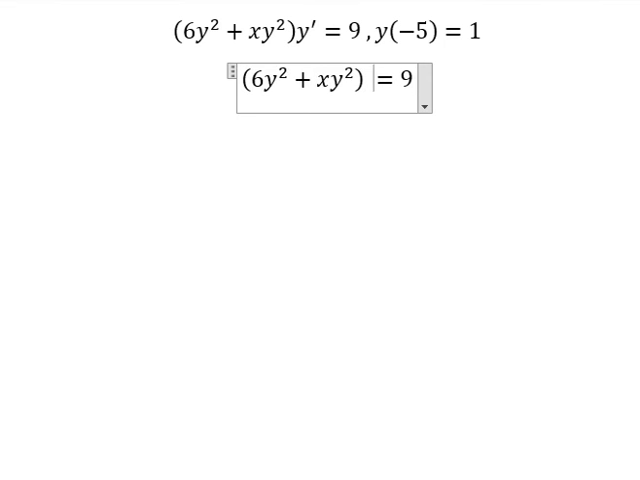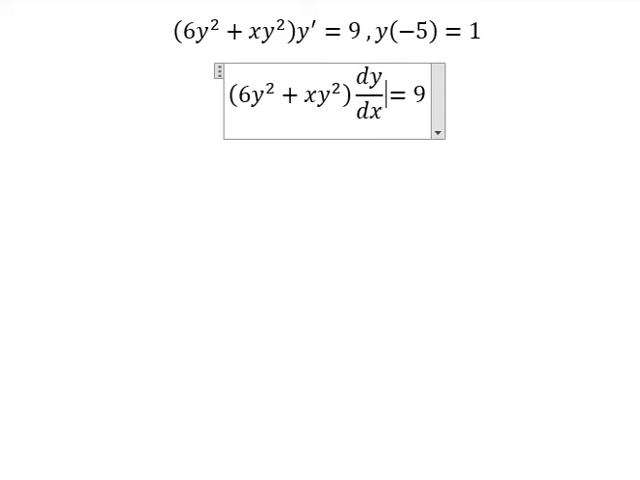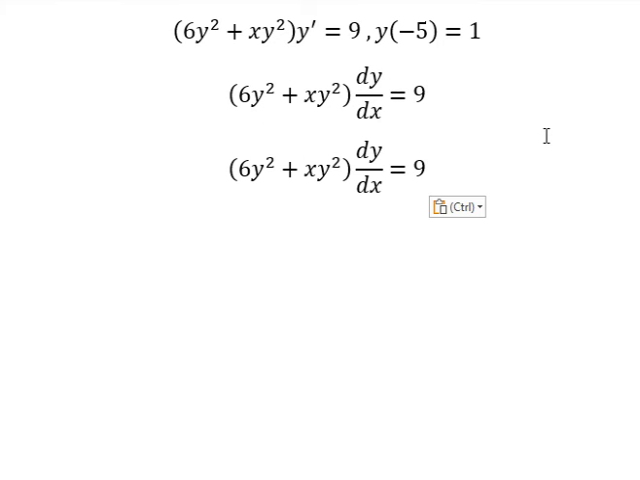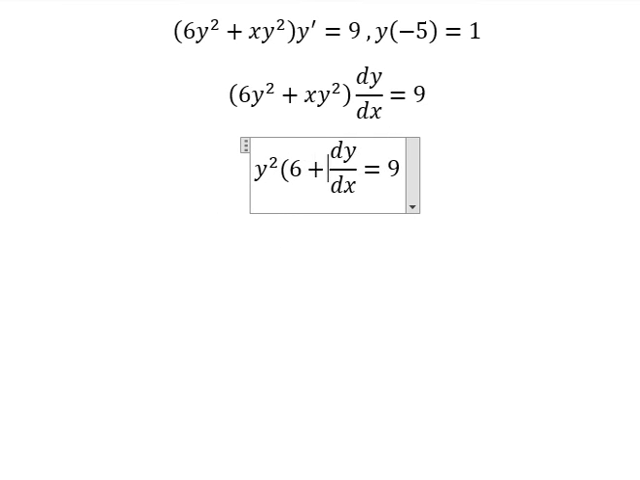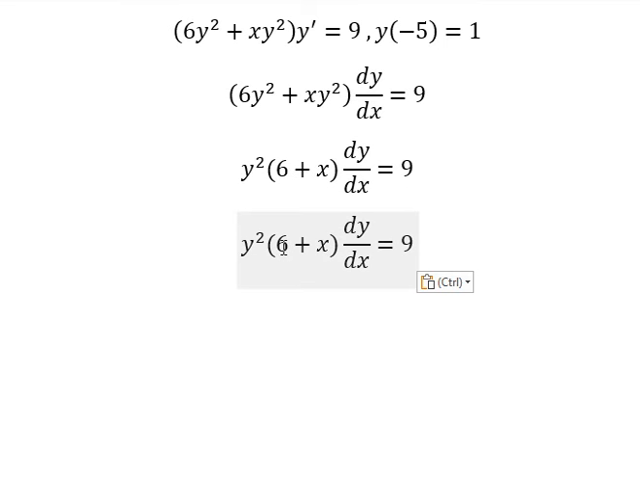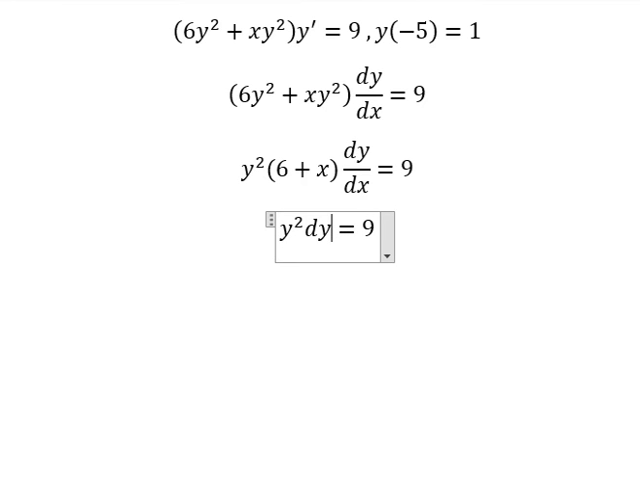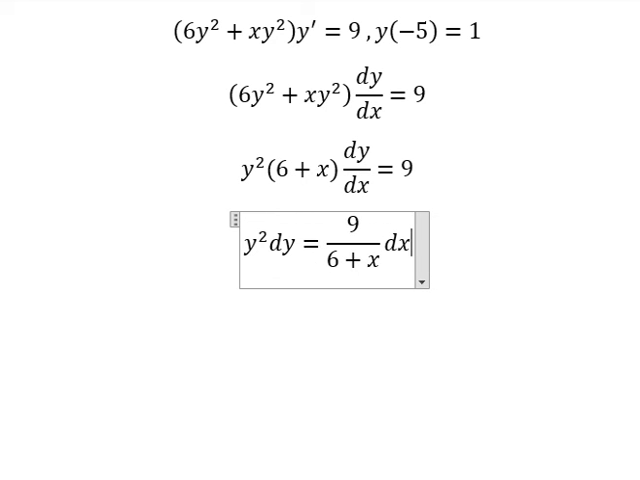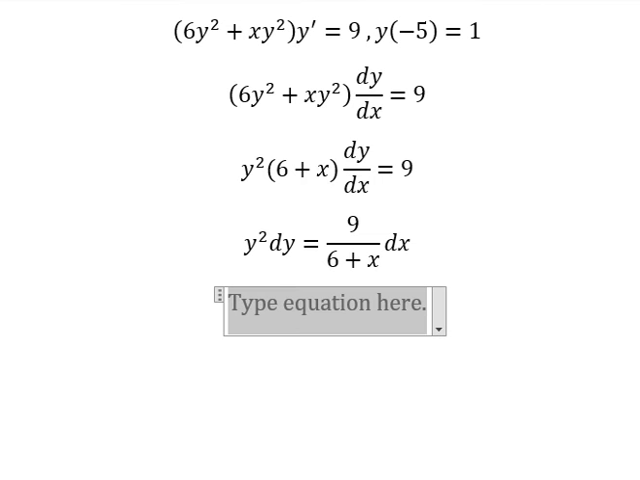This one we change by dy over dx. Y square we can do about factorization. Next, we divide both sides by 6 plus s and I will put the s go to the right. Next, I will put the integration for both sides.